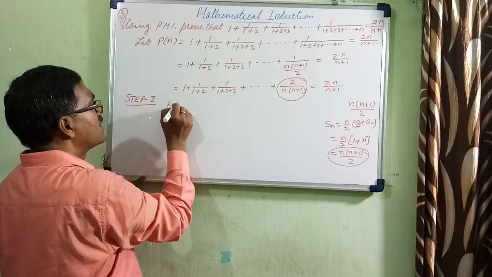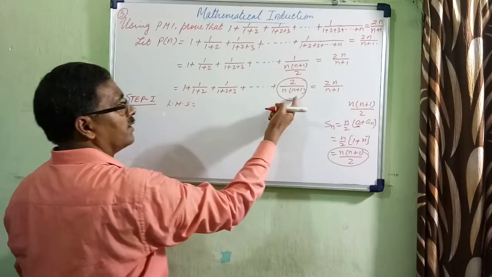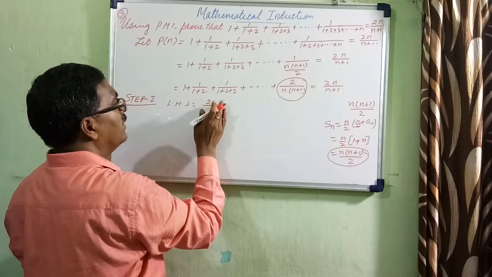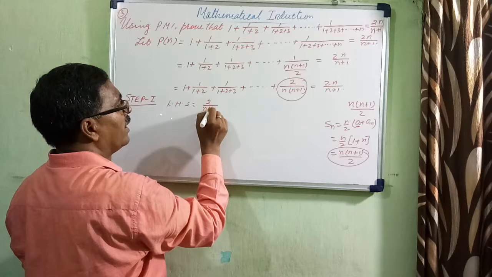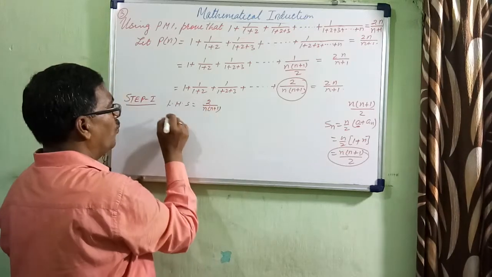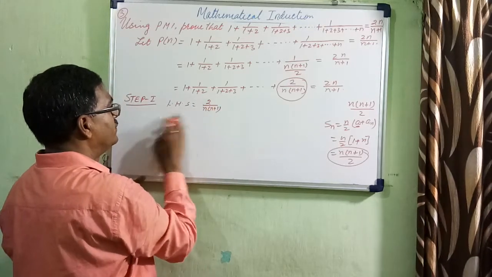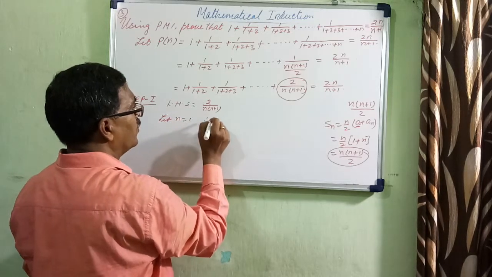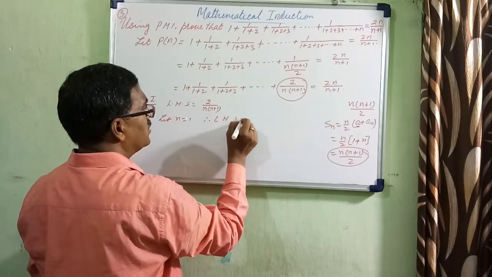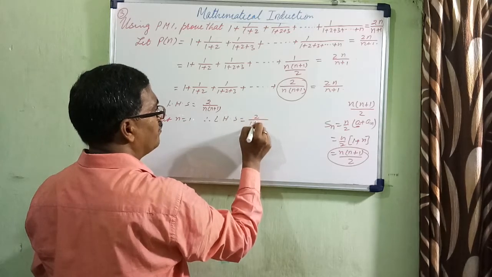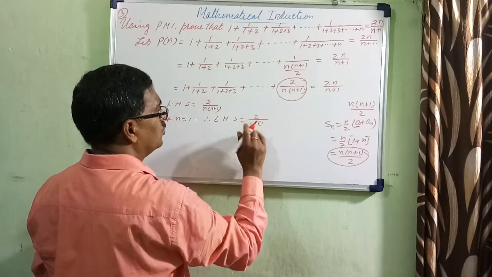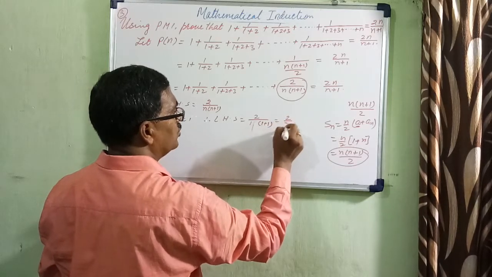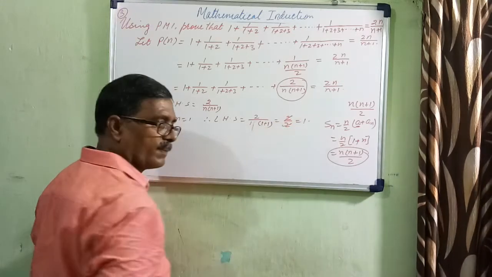We will take LHS, the general term 2 by n into n plus 1. Let n be equal to 1, so therefore LHS will be equal to how much? 2 by 1 into 1 plus 1. Is it not equal to 2 by 2, that is equal to 1?